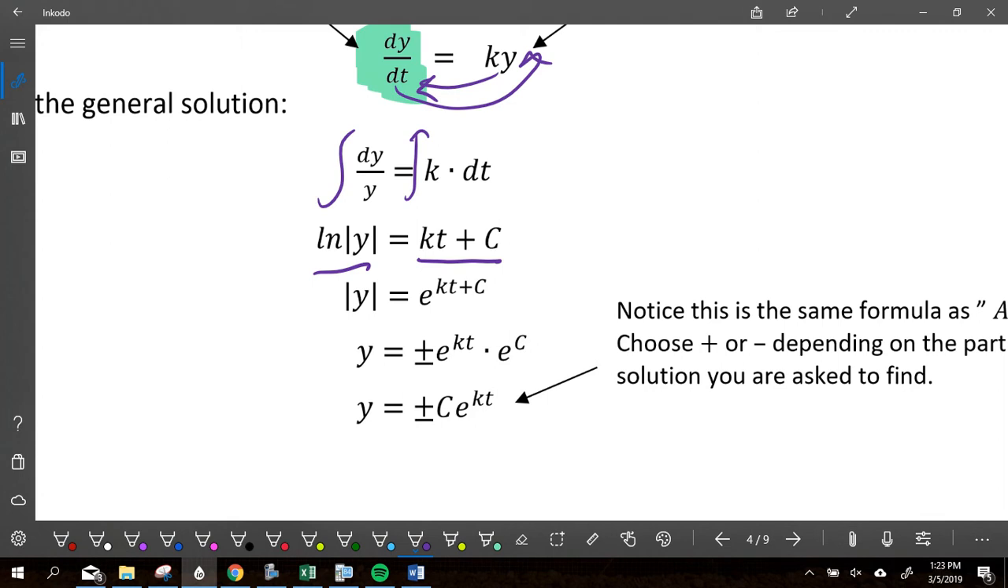We separated, we integrated, and then this is not the particular solution. This is the general solution. So we didn't have to solve for c. We just got y by itself. So to get rid of natural log, we did e. To get rid of absolute values, we did plus or minus. They did some fun stuff with the exponent where we had e to the kt plus c become times e to the c. And since it was times e to the c, we could pull that c out in front and give us that equation right there.